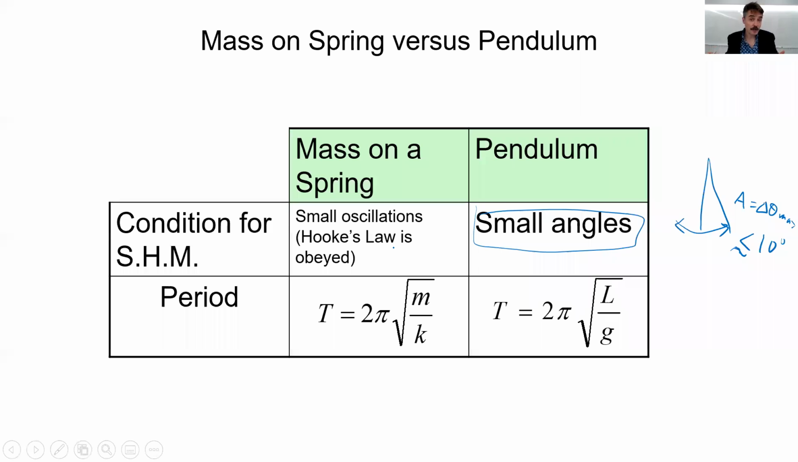The condition for simple harmonic motion for a mass on a spring is that the spring has to obey Hooke's law. Any spring will obey Hooke's law if you push or pull it a little amount. But if you overstretch the spring or compress it so much that the coils touch, then it no longer obeys Hooke's law, and a mass on the end of that spring will not be simple harmonic motion. If those are the cases, here are the equations for period. The period for a mass on a spring is 2 pi times the square root of m over k, and the period for a pendulum is 2 pi times the square root of L over g.